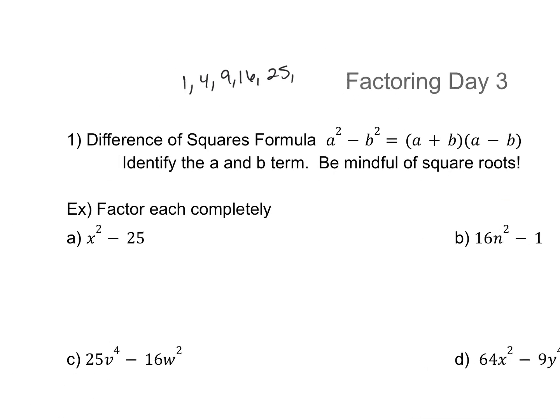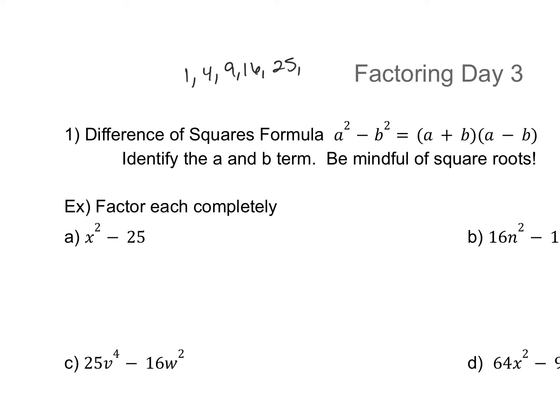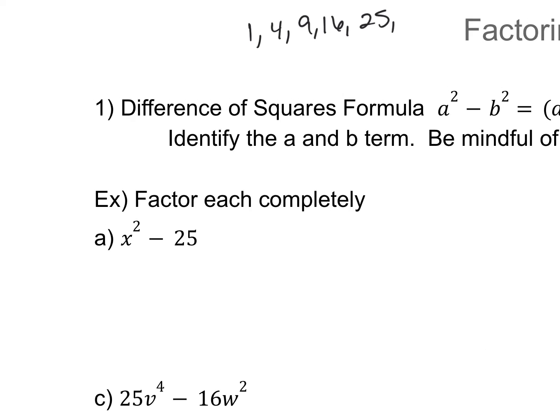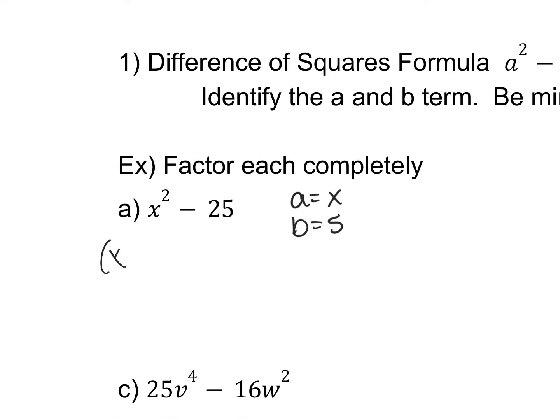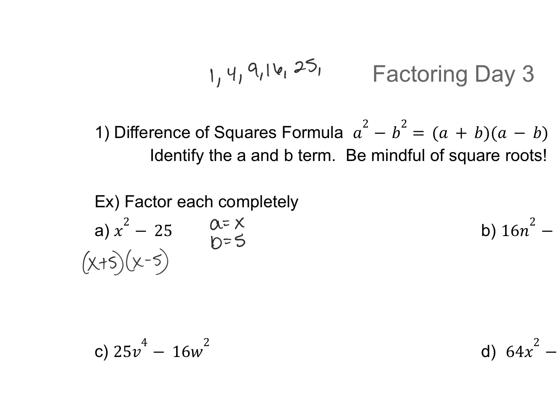Okay, let's just do one. I think it might make more sense. So I like to write it out. What is the A term? What is the B term? It seems to help a little bit. My A term is the square root of x squared. So what's the square root of x squared? Just x. My B is the square root of 25, which would be 5. So when you factor this, it would be x plus 5 times x minus 5, because that's what the formula is.